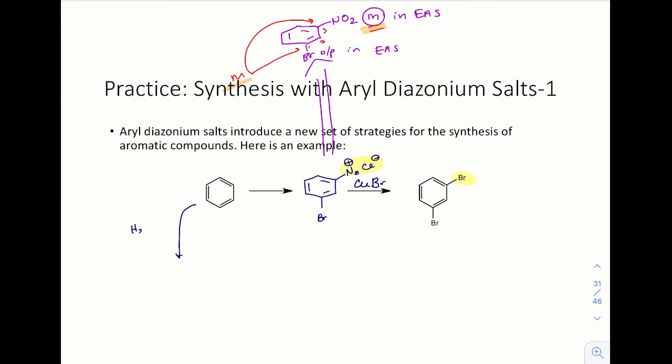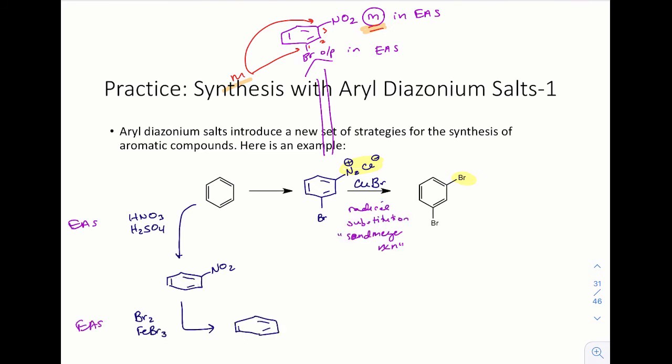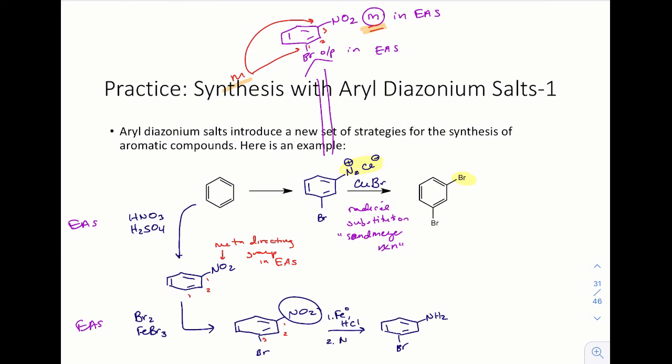So nitration of benzene with nitric acid in the presence of sulfuric acid generates nitrobenzene. Treatment of nitrobenzene with bromine and an equivalent of iron(III) bromide results in a brominated intermediate via electrophilic aromatic substitution. In order to generate the aryl diazonium salt, the nitro group must first be reduced to an aniline. This reduction is accomplished by treatment with iron or zinc metal in the presence of hydrochloric acid, followed by an aqueous basic workup to deprotonate and generate the amine. Finally, the amine is converted to the aryl diazonium salt by treatment with sodium nitrite in the presence of hydrochloric acid.